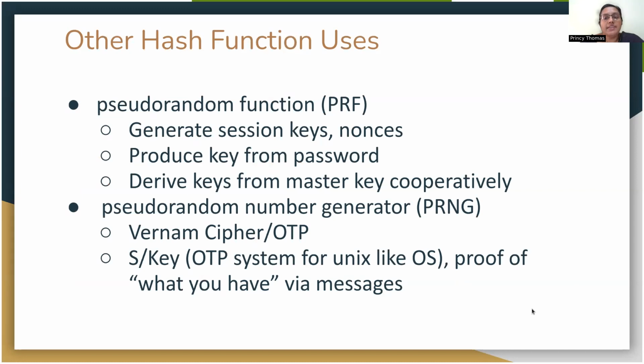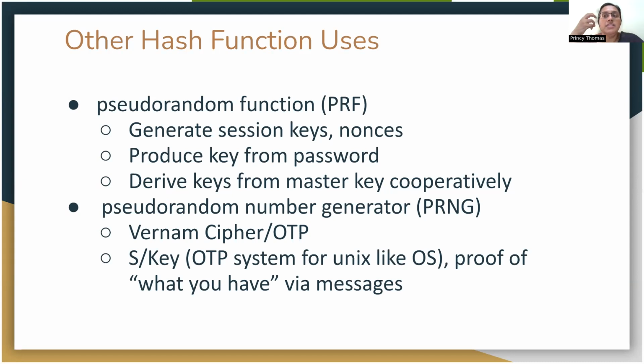Other hash functions that are often used are pseudo-random functions, or PRF. They generate session keys or nonces. So temporary keys can be generated using pseudo-random functions. They produce a key from a password, and they can also derive keys from the master key cooperatively. Master key, you remember we said earlier that the key distribution center will share a master key with the users. So if the master key is known, only then will access to the public key be given, if you remember the previous lessons.